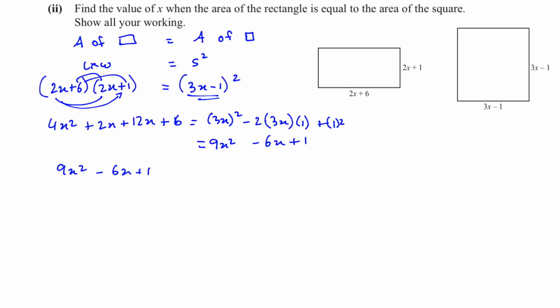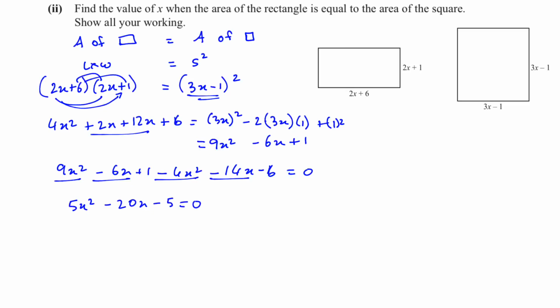So this will become negative 4x squared. 2x plus 12x is 14x. If I bring to the other side, it will become negative 14x. And negative 6 is equal to 0. Put the x's together. 9 minus 4x squared will give us 5x squared. Negative 6x and negative 14x will give us negative 20x. 6 will give us negative 5 is equal to 0.